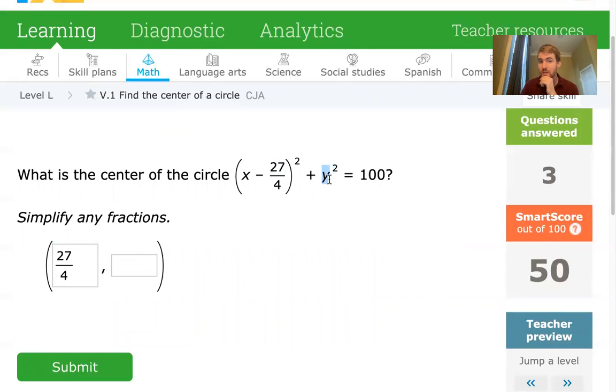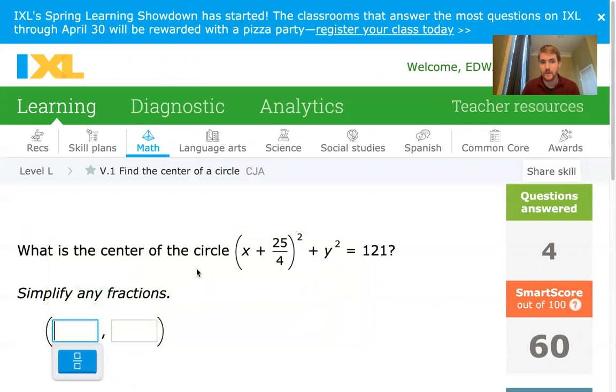What's the y coordinate going to be? Well, there's nothing here. What happens when we subtract nothing? We're subtracting how much? Nothing, which we represent as 0 in math. So, awesome job.